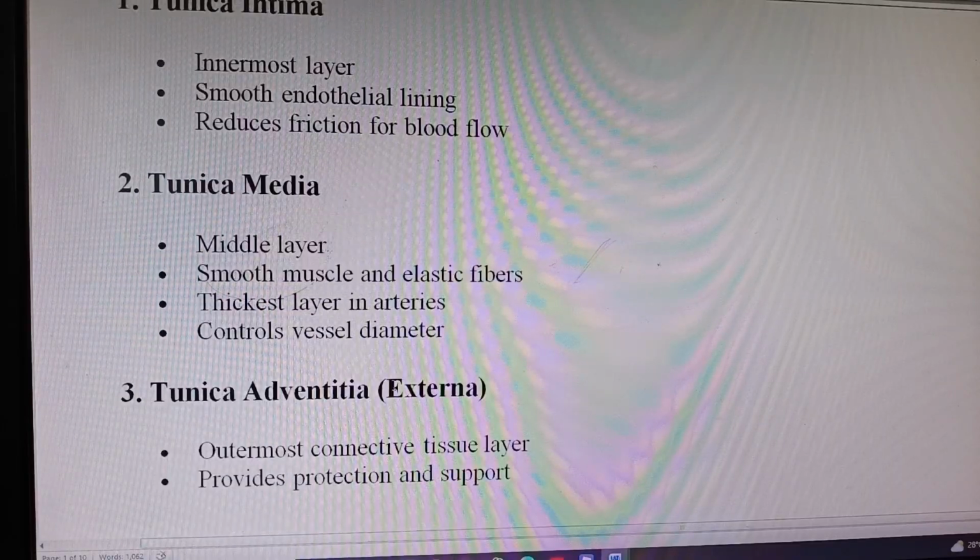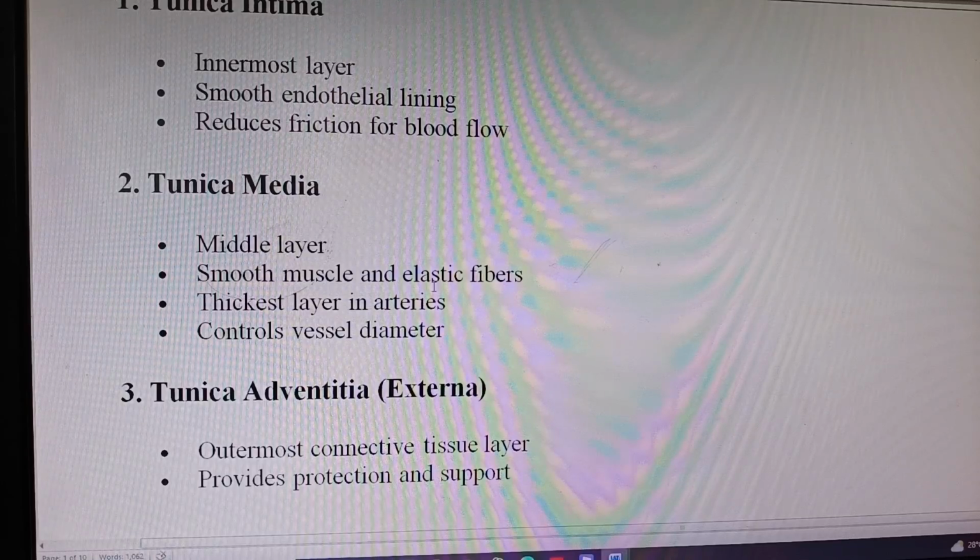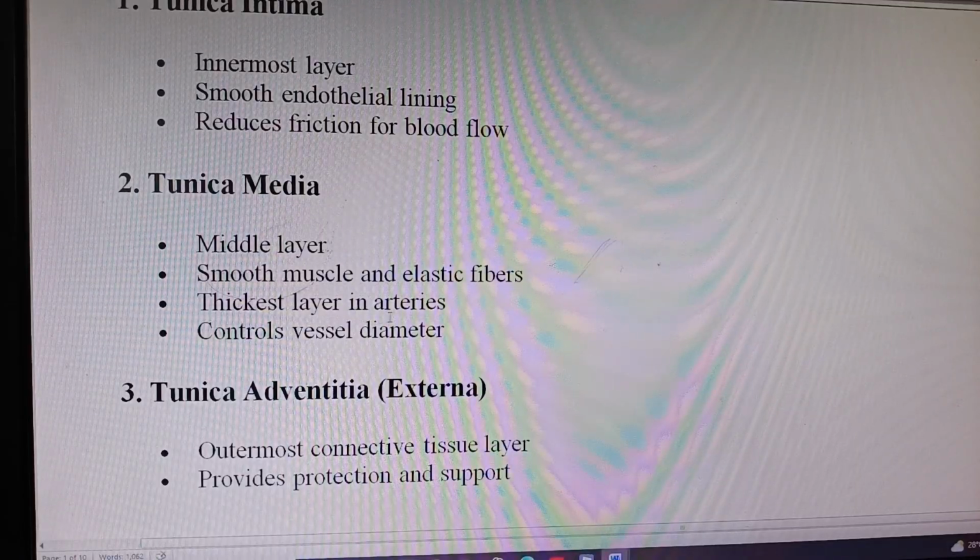Next, the second layer is the tunica media. Tunica media is the middle layer. It contains smooth muscles and elastic fibers. The elastic fibers in this layer allow the blood vessels to expand when a large amount of blood flows through them. This is the thickest layer in arteries and it controls the vessel's diameter. So because of elastic fibers it is able to control the diameter of the blood vessels, meaning it can increase its size when a large amount of blood flows through it.